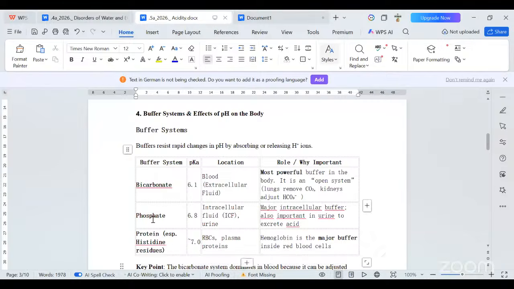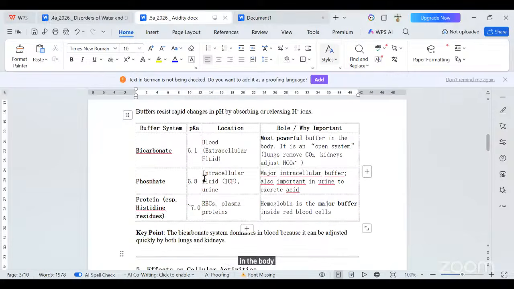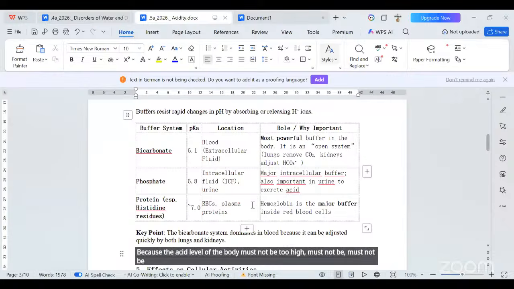Then we have phosphates, the next buffer in the body. Phosphate is found in intracellular fluids and urine. Its role is important in urine to excrete acids, because the acid level of the body must not be too high, otherwise you have acidosis or alkalosis.